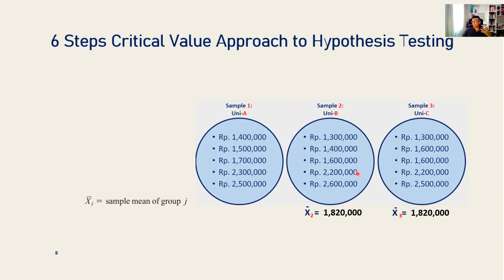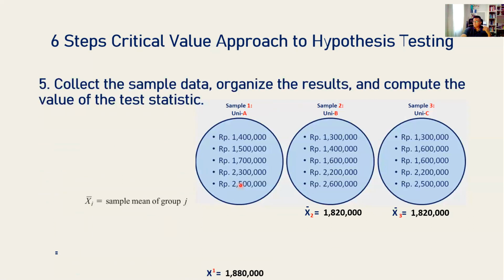It's also similar for uni B. We calculate the mean for group B: 1.3 plus 1.4 plus 1.6 plus 2.2 plus 2.6, divided by 5, equals 1.82. Then we have the sample mean of group 2. This is also similar to the sample mean for group 3, or for uni E.